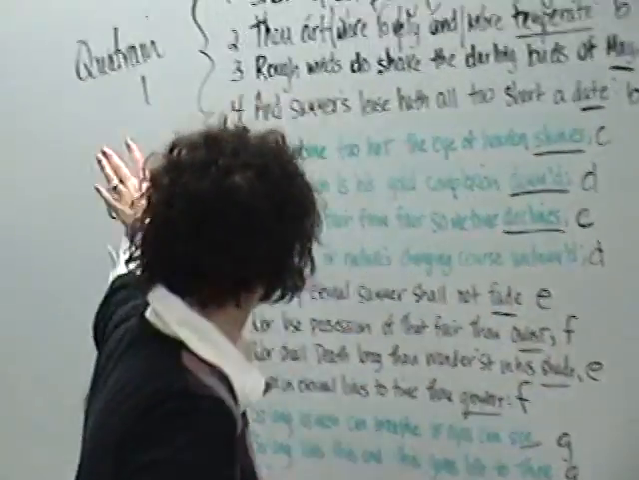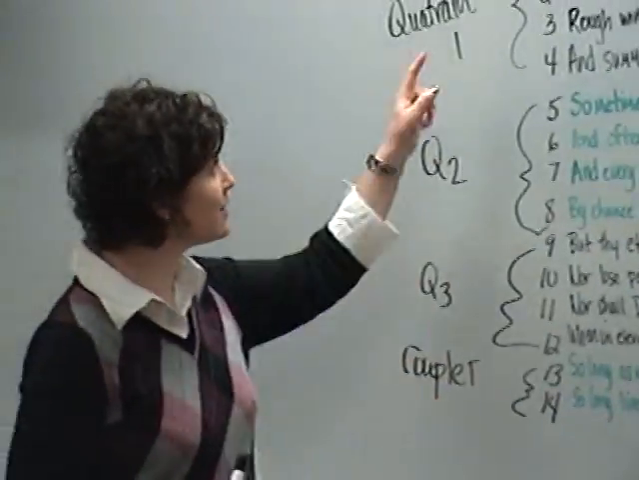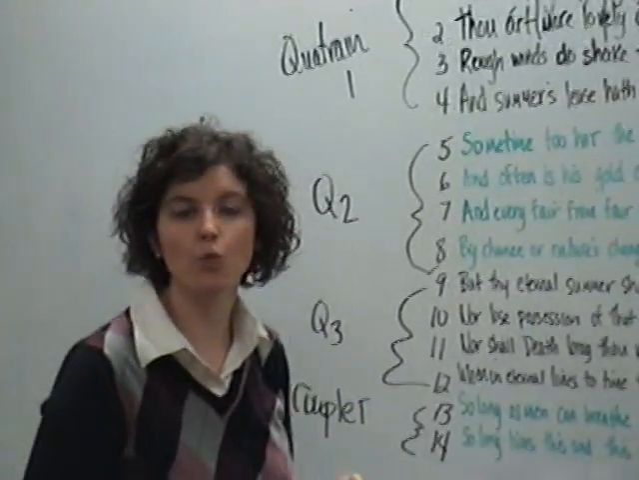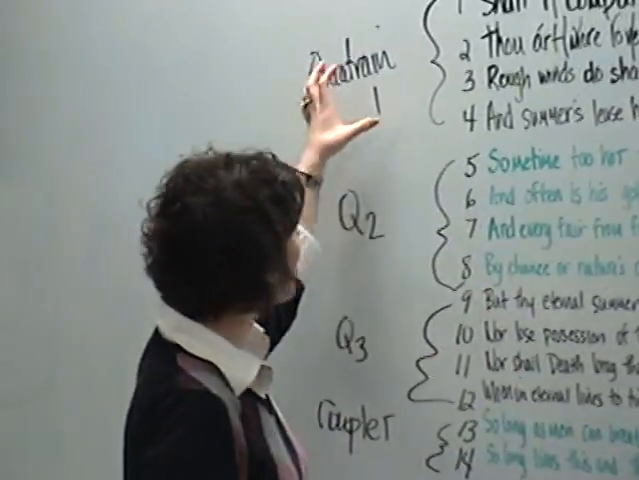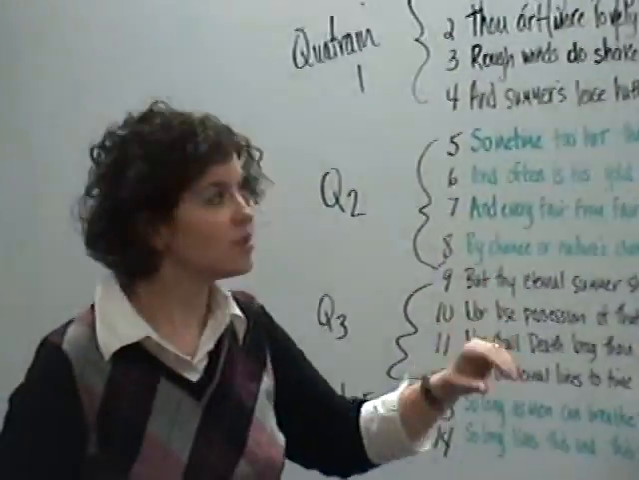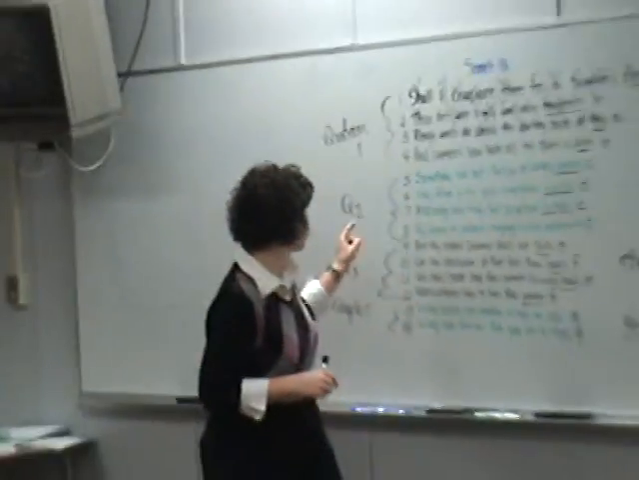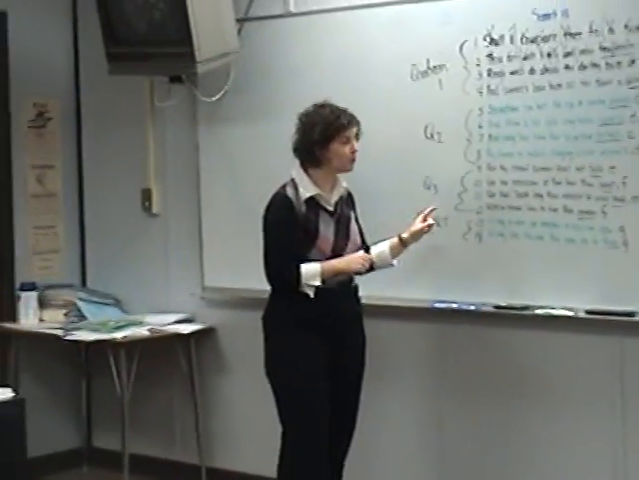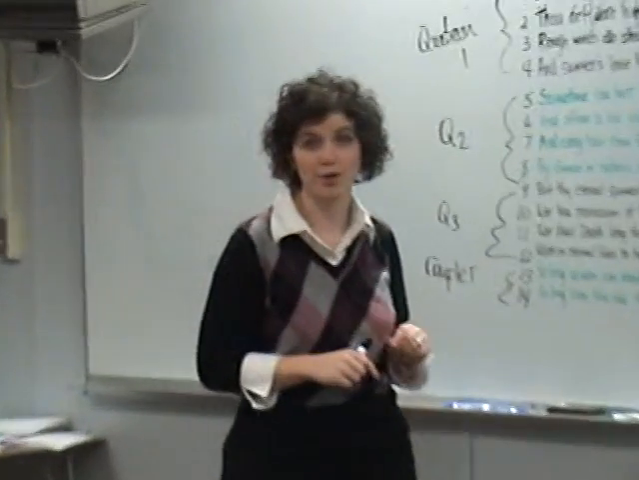Take it quatrain by quatrain. Not necessarily line by line. Shakespeare didn't work that way. He used each quatrain as a unit of meaning. So we're going to go through quatrain 1, quatrain 2, and then I'm going to leave you to do the other two, quatrain 3 and the couplet, on your own.